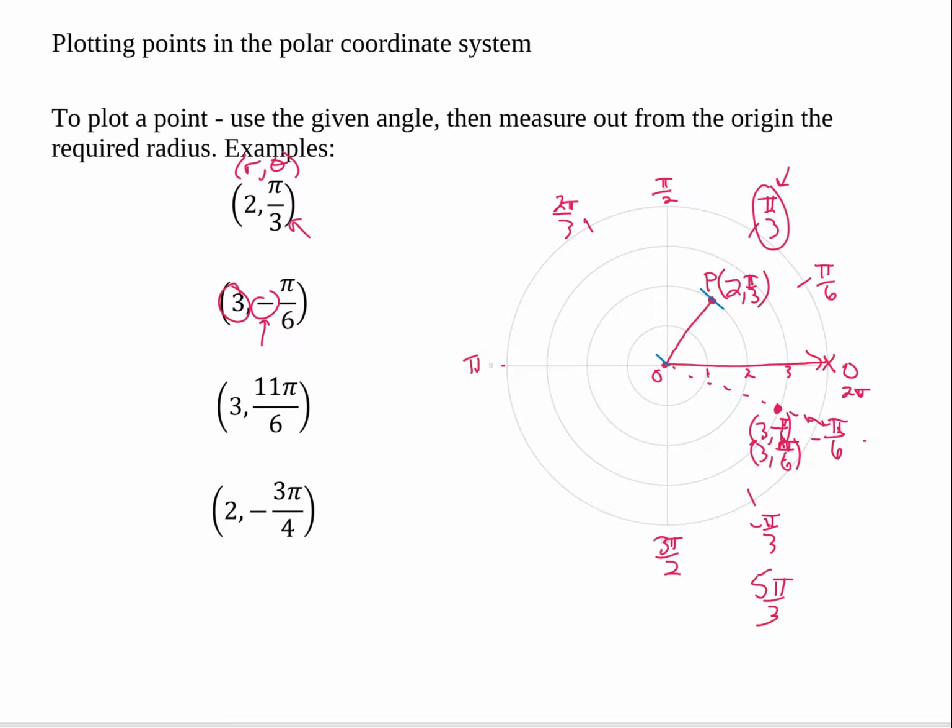Okay, how about 2 comma 3, negative 3 pi over 4? So I need to go in the clockwise direction 3 pi's over 4. So here's 1 pi over 4 right here. Here's 2 pi over 4 right here. 3 pi over 4 would be right here. And the radius is supposed to be 2. So along this ray that goes through negative 3 pi over 4, did I do that right? Nope, totally did that wrong. This is positive 3 pi over 4.